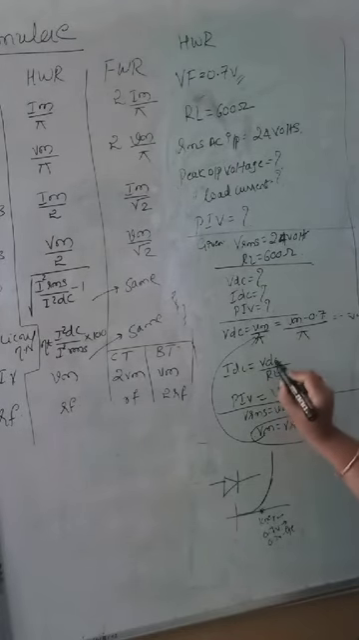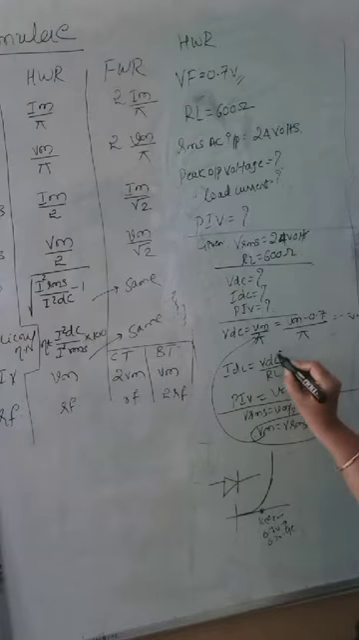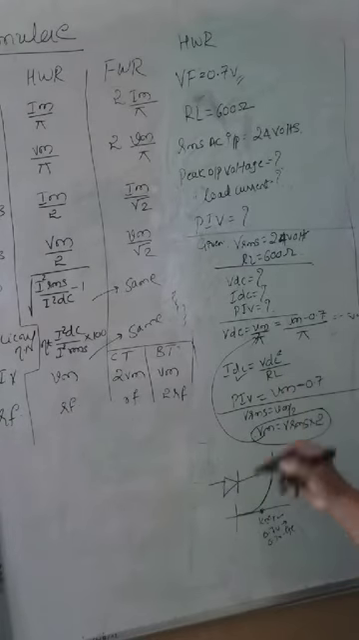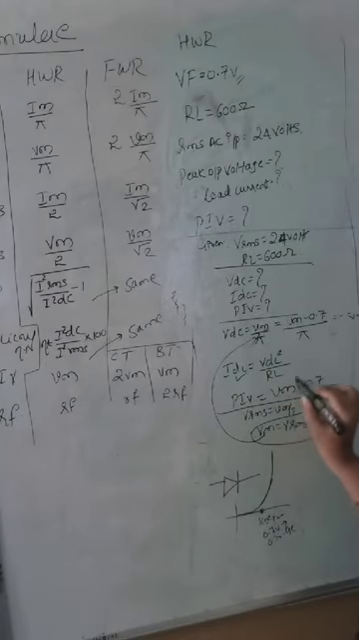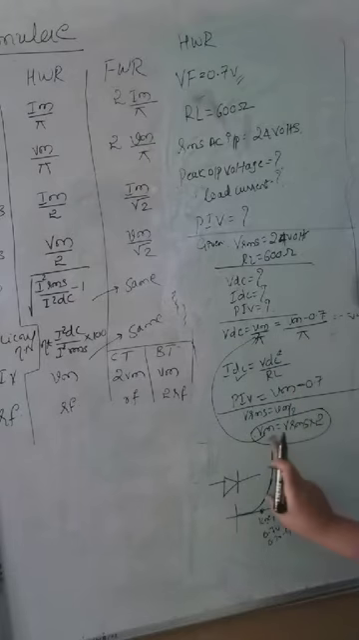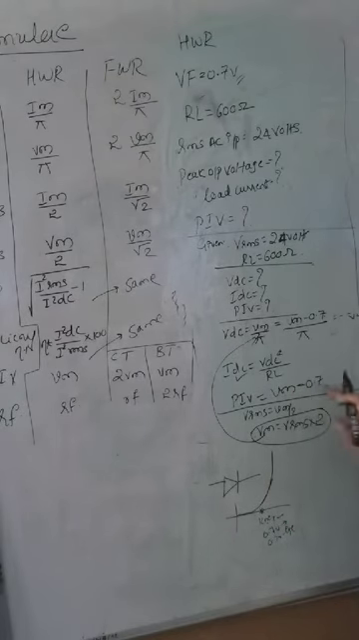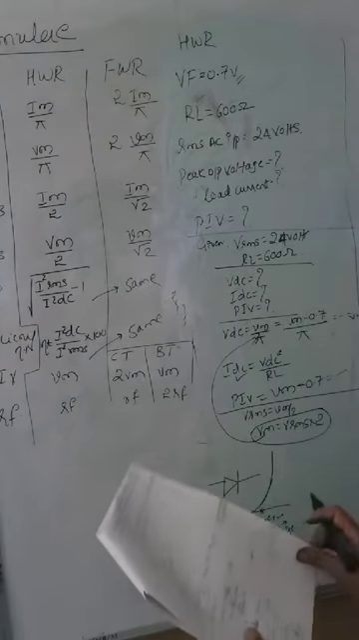After getting VDC, we use this VDC directly to calculate IDC. Then PIV is equal to Vm. We calculate the Vm value, and that minus 0.7 will give you the PIV value. So whenever Vm appears, you should consider Vm minus Vf. Hope you understand this.